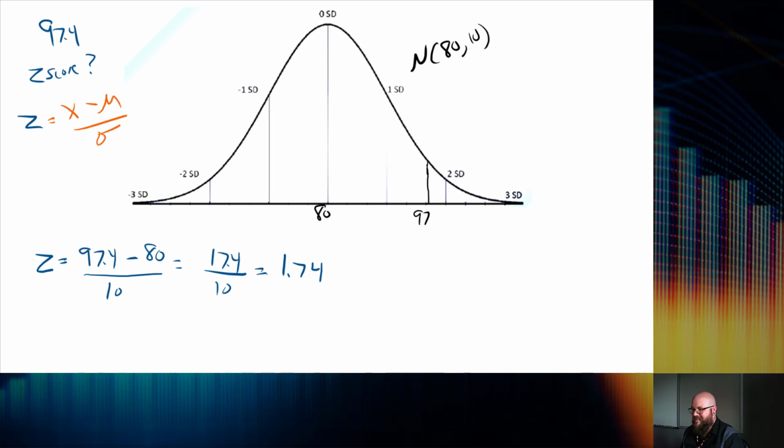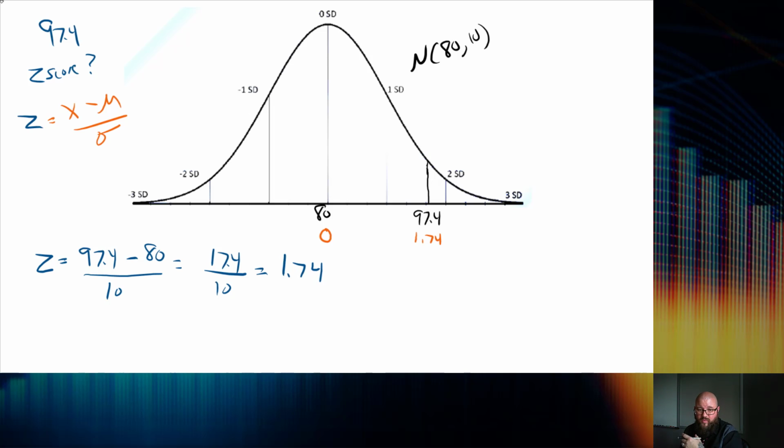So 97.4. Okay, because if we look at this again, our z-score is 0, and we have 1, 2, so this is our 1.74. Those are basically the same number. In essence, it's talking about the same area under the curve. 97.4 is the actual score value, but the actual z-score for that is 1.74.